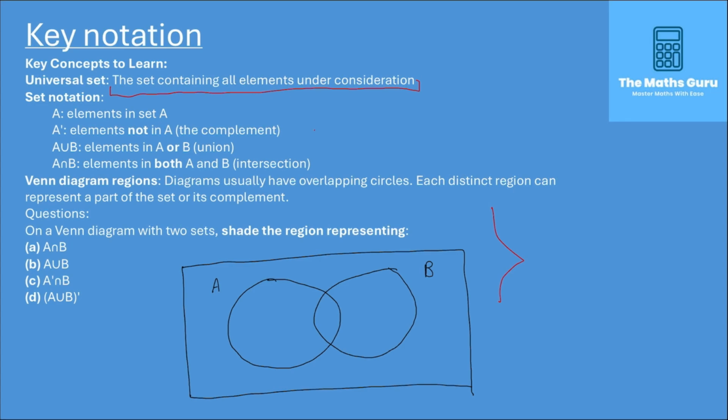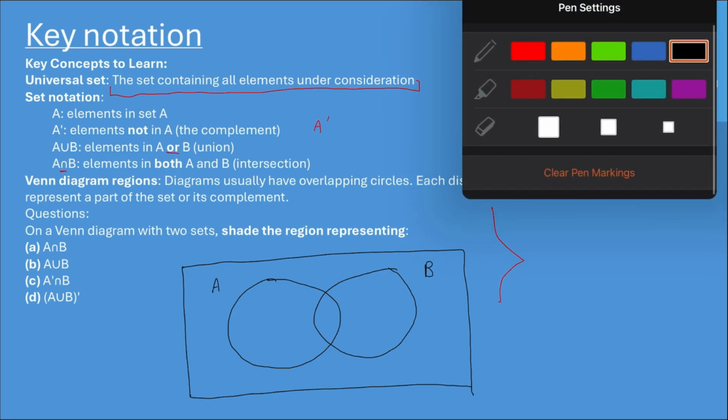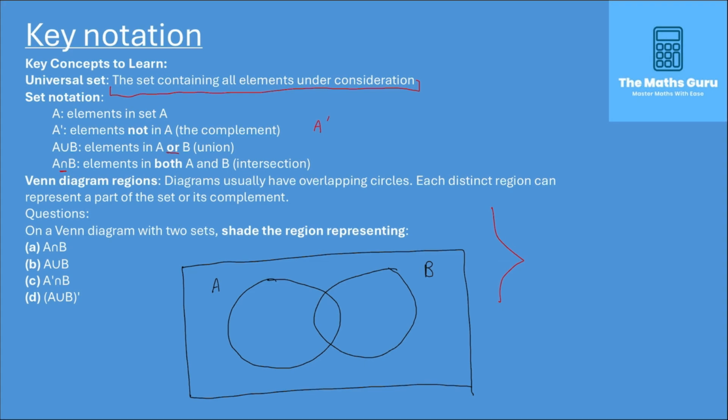This A here, with a little apostrophe in the top right, is known as the complement of A, so that means every element not in A. A union B means A or B. A intersection B is A and B, which means the elements in both A and B, they have to be both A and B. So diagrams usually have overlapping circles, and each distinct region can represent a part of the set or its complement. Now, we're going to take a look at drawing some combinations of sets.